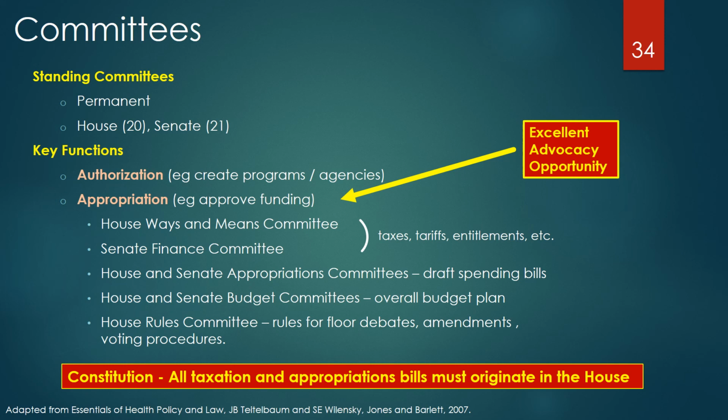House and Senate Appropriations Committees have responsibility for drafting federal spending bills. The House and Senate Budget Committees are tasked with creating an overall budget plan that guides tax and appropriations work. The House Rules Committee develops rules for floor debates, amendments, and voting procedures for all House bills. All House bills must be addressed by the Rules Committee before reaching the floor for debate and a vote.